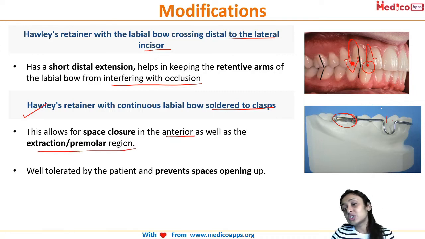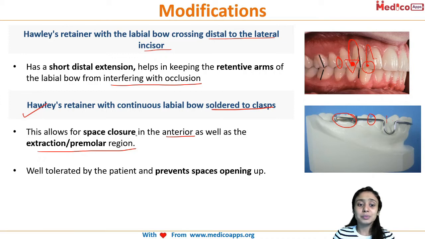So usually a short labial bow, if you have any spaces in your anterior teeth, it can close. But what if you have spaces between your premolars? Your labial bow gets complete within your canine itself. So what if the patient has gaps in your premolars? In that case, if you extend the wire backwards and you solder it, and now if you close the U loop, even if there are some kind of gaps here, it will get closed.